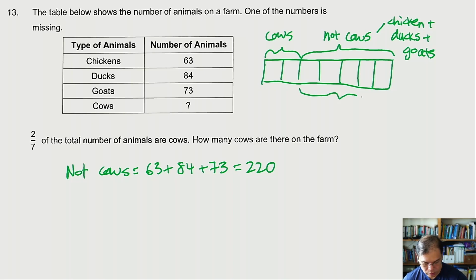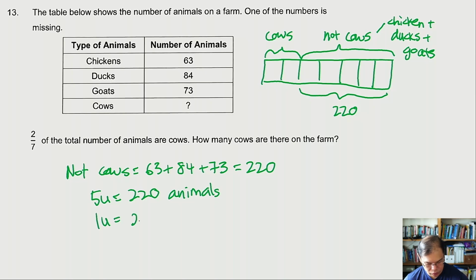And how many units is that? 5 units out of a total of 7 units. 5 units of the farm animals are not cows. There are 220 of them. So 5 units is 220 animals. 1 unit, 220 divided by 5. I have 44 animals in each unit. So it's 44 and 44, 44, 44, 44, 44, 44.